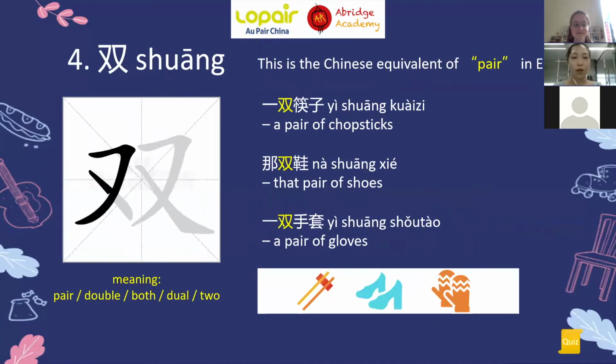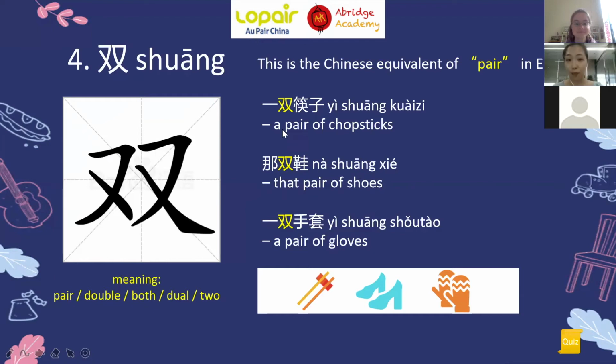Okay, 4, 双. This character looks very interesting because you see they have a similar writing and they are double. They are the same, just one small and one big. The exact translation in English is pair. So it's the Chinese equivalent of pair in English.